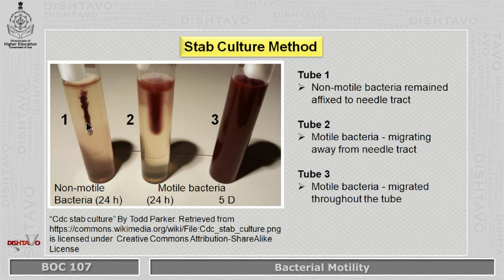Now in the first tube, that is tube number 1, we can see that the non-motile bacteria has remained affixed to the needle tract, while in tube number 2, the motile bacteria has started migrating away from the needle tract. While in tube number 3, the motile bacteria has migrated throughout the tube in the semi-solid agar medium. So in this tube we can observe the true motility of the bacteria.